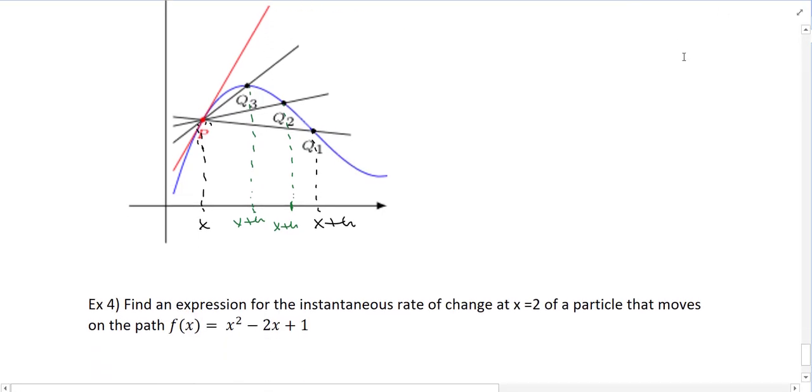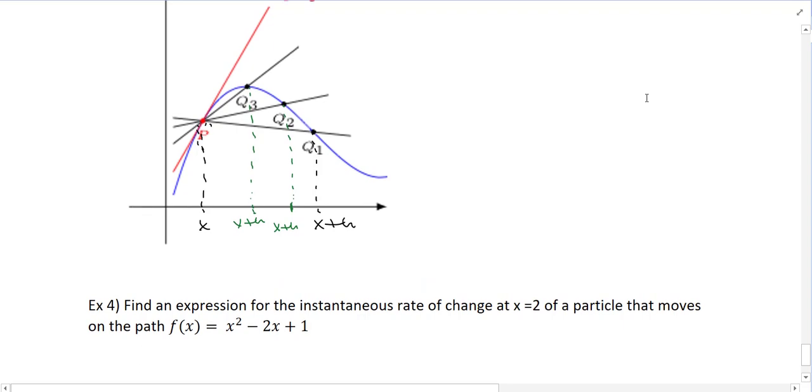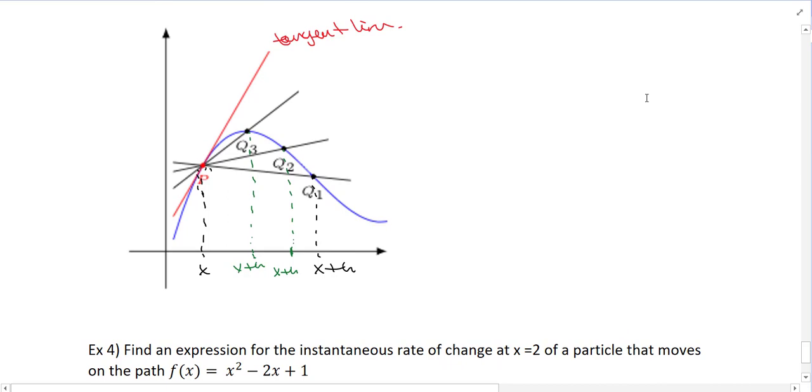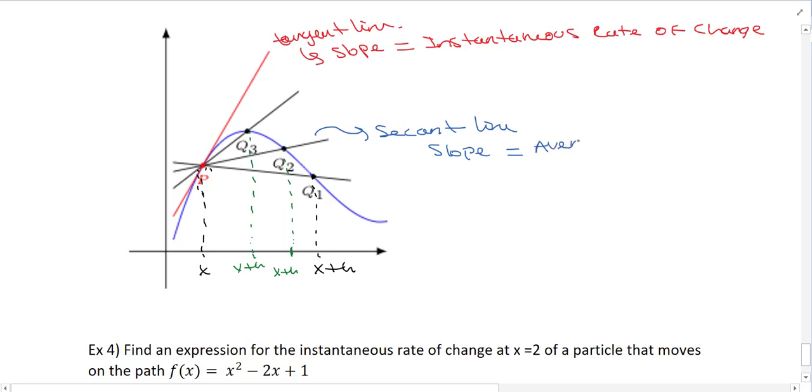Let's try an example. So find an expression for the instantaneous rate of change at x equals 2 of a particle that moves on that path. So instantaneous rate of change, that is essentially we're looking for the slope of the tangent line. So the slope of this tangent line is essentially the instantaneous rate of change. Whereas when you have a secant line, the slope of a secant line is the average rate of change or average velocity.